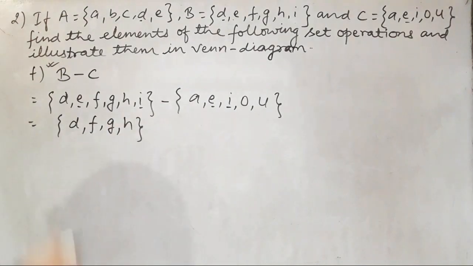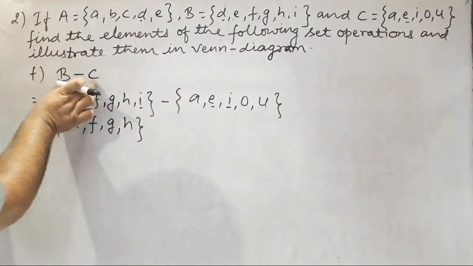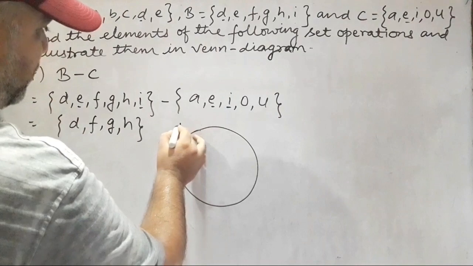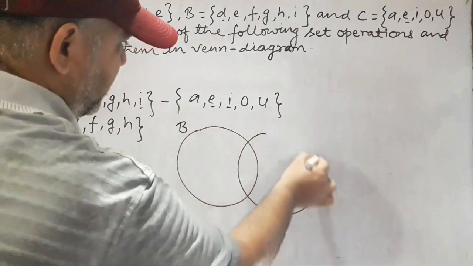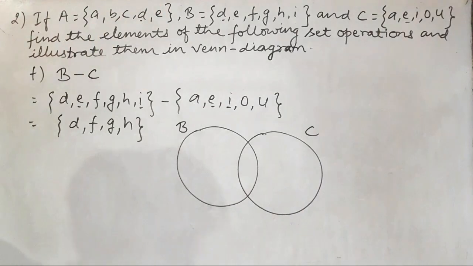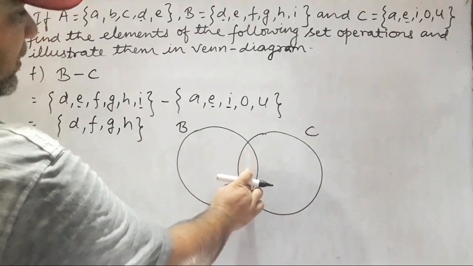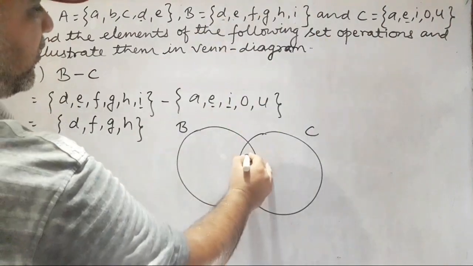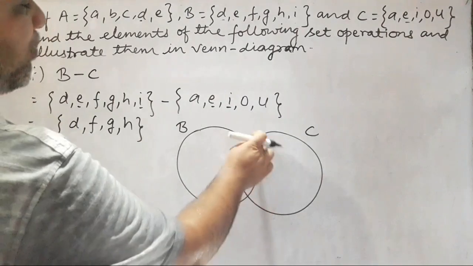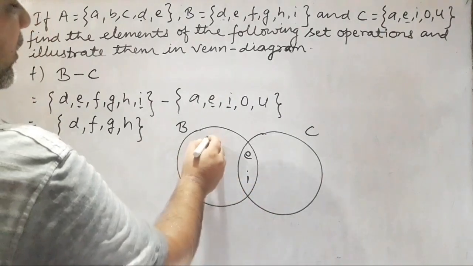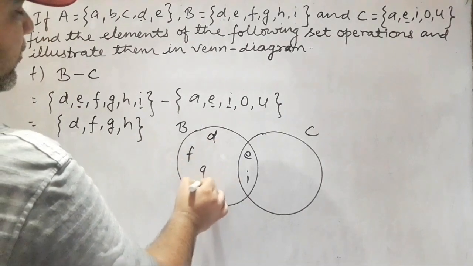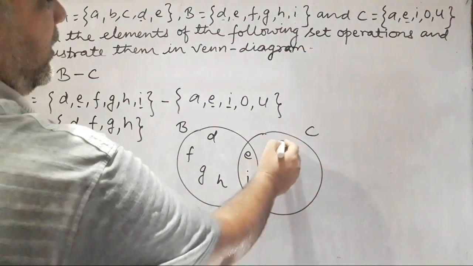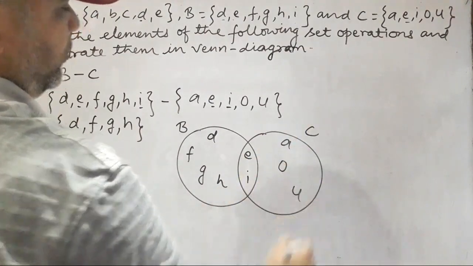Let's make the Venn diagram. Now we will focus upon set B and set C. Forget about set A. This is set B and this is set C. Now let's fill the elements in this common part, the common part of B and C. The elements E and I lie in this common part of set B and set C. Now we'll fill here D, F, G, H, and here in set C, A, O, U.